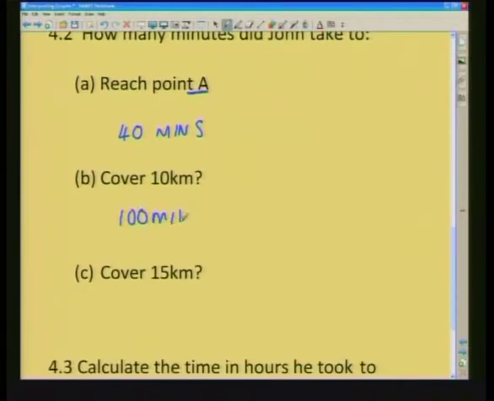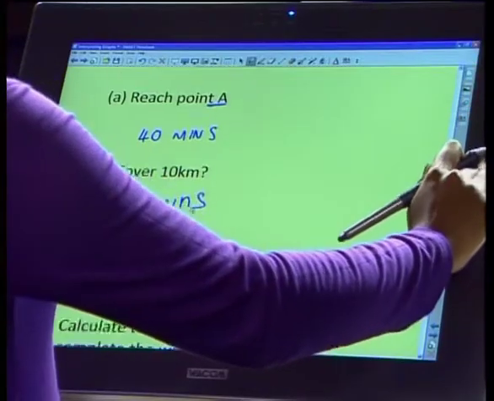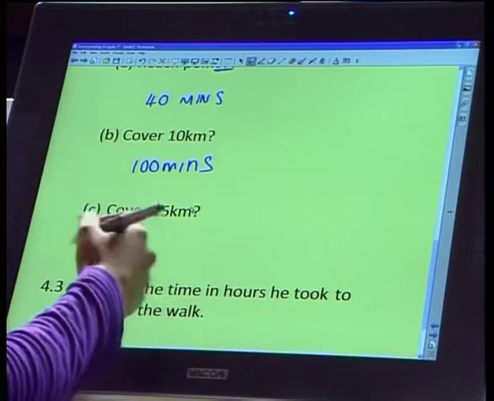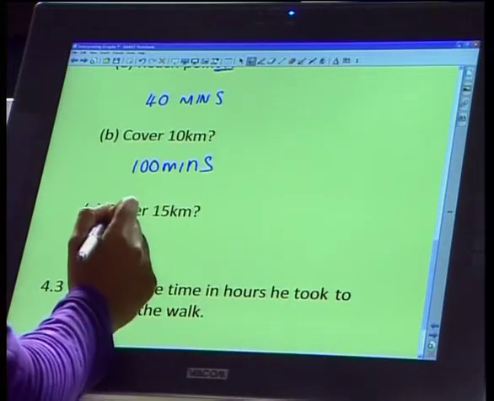So as you can see, these are very basic questions, but you need to have a good understanding of what your graph is showing you in order to know whether you should be looking at the x-axis or the y-axis.